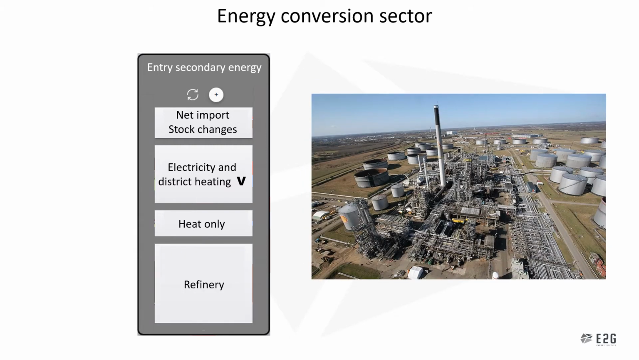Lastly, here we have the refineries. They take crude oil and convert it into oil products. This is oil products such as diesel, petrol, and petrol made for airplanes.